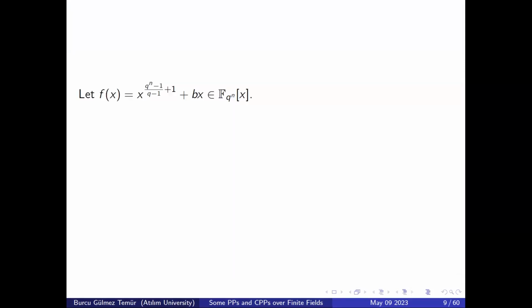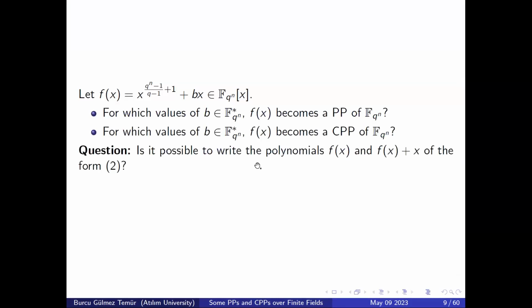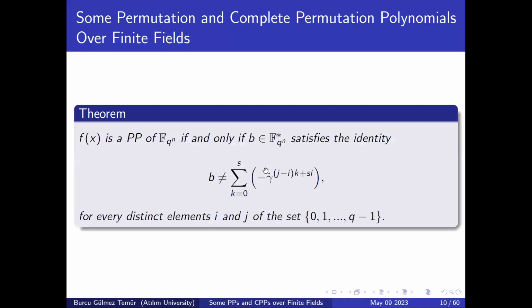Using this idea, we asked whether we can write our polynomial in the form of P(x). This was the first question we asked. I mean, is it possible to write these polynomials? We are also asking when f becomes a complete permutation polynomial. So is it possible to write f(x) and f(x) plus x in the form of P that I have shown you before? And unfortunately, we couldn't find a positive answer.